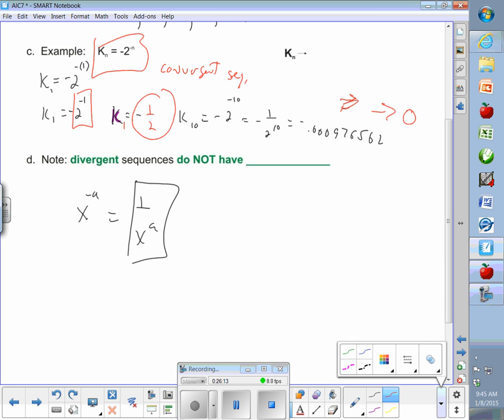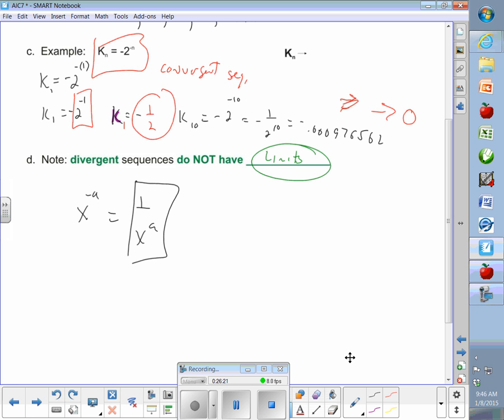And one other note, divergent sequences do not have limits. Only convergent have limits because they go to a number. This thing will not go past 0. It's a negative number heading to 0, but it won't go past 0. 0 is its limit. Okay? Divergent sequences do not have limits.